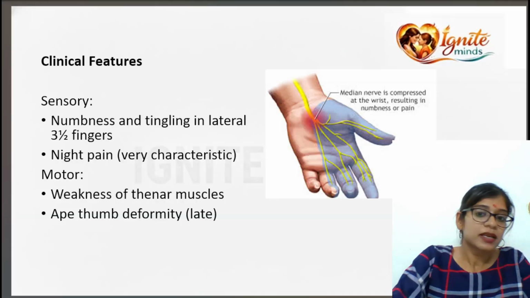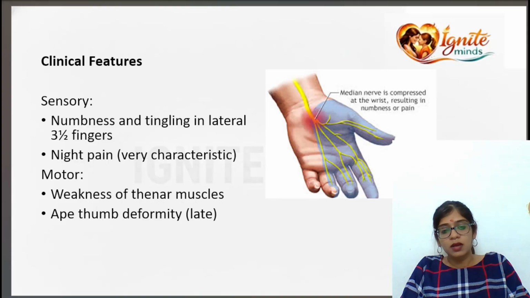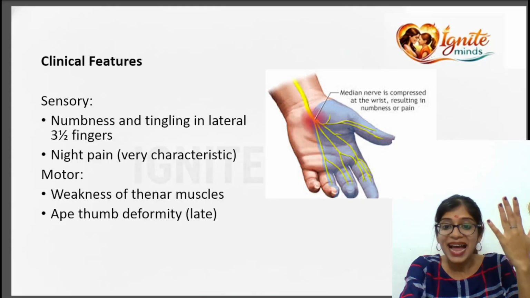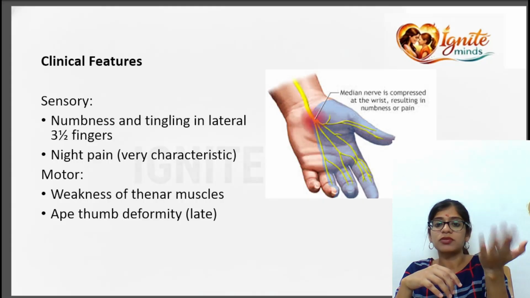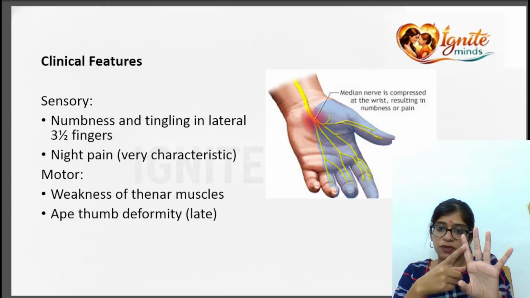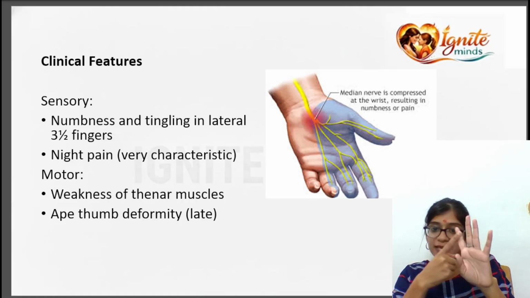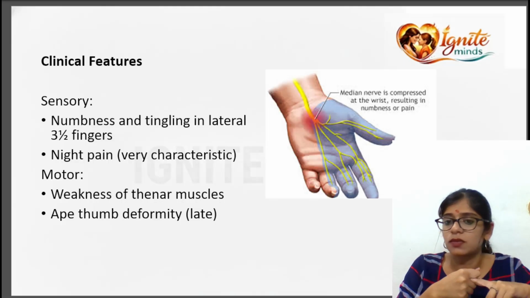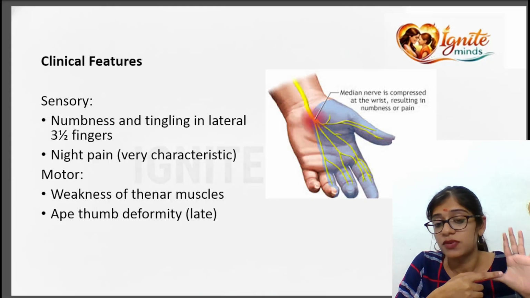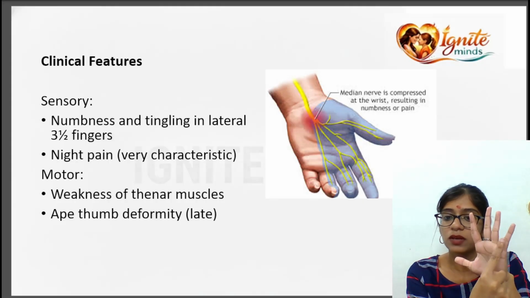Causes പഠിച്ചു. Clinical features എന്താണ്? What will the patient tell you? Patient says, ഡോക്ടറെ കൈയിൻ്റെ lateral 3.5 part. Lateral 3.5 part എന്ന് പറഞ്ഞാൽ എന്താ? Thumb, the first finger, I mean not the first finger, the index finger. Index finger, which finger is that? See, anatomically, നമ്മൾ thumb ആണ് first finger എന്ന് പറയാം. Then we count it like this: first finger, second finger, third finger, fourth finger, fifth finger.